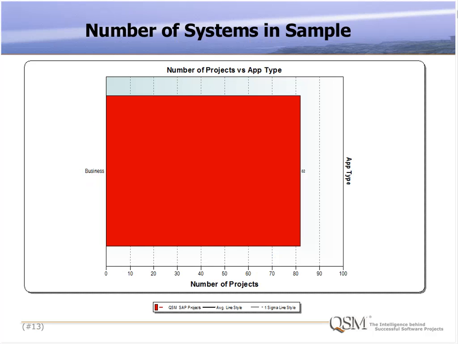So first slide, real easy. It's showing that from this data set we've got 82 SAP projects from the QSM database. And that's what we would use to actually customize SLIM, maybe from a software development type of project over to a package implementation. So we're going to pull in about 82 SAP projects from the QSM database.